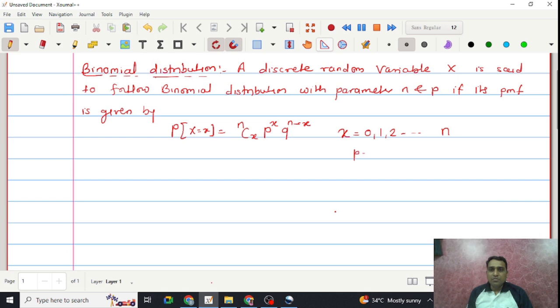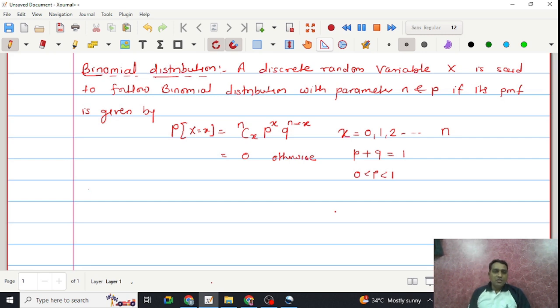The relation between p and q is p plus q equals 1. The value of p lies between 0 and 1, and the PMF takes the value 0 otherwise. This is the PMF of the binomial distribution.